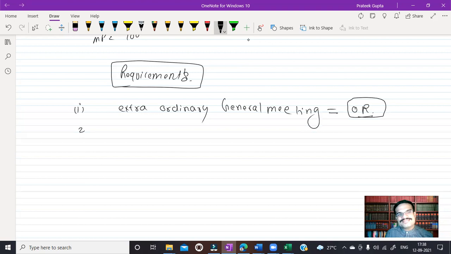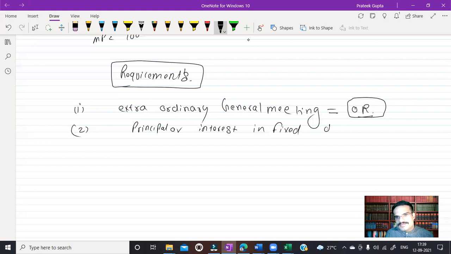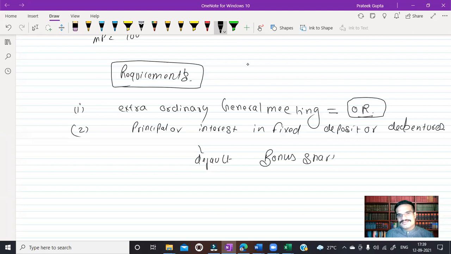Thereafter, beta, you will check a condition: is there any default in the principal amount or the interest amount in either fixed deposits or debentures? You will check whether there is any default committed by the company in payment of the principal amount or the interest amount, either on the fixed deposits the company has taken or on debentures. If there is a default, your company cannot issue the bonus shares in that case.